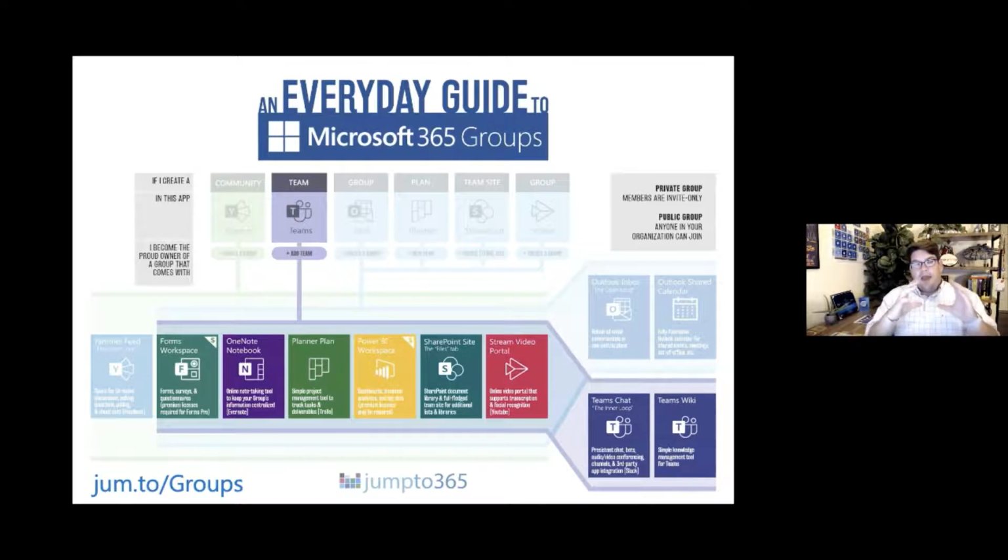The overall view of how a team works is when you create a team in Microsoft Teams, you're going to get a team, a space to create channels, and each channel will have its own wiki, and then you'll get a Forms space, OneNote notebook, Planner plan, Power BI workspace, SharePoint Online team site, and a Stream video portal. Now, in the background, you're also actually going to get an Outlook inbox and an Outlook calendar for that group. It's not going to surface automatically.